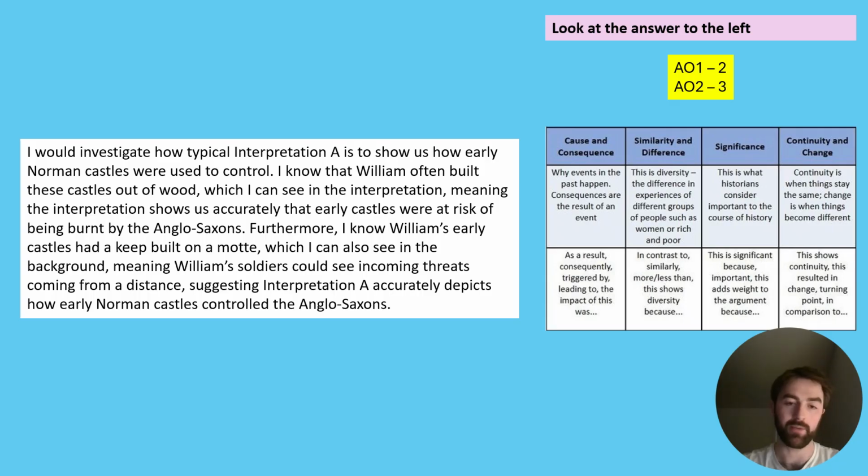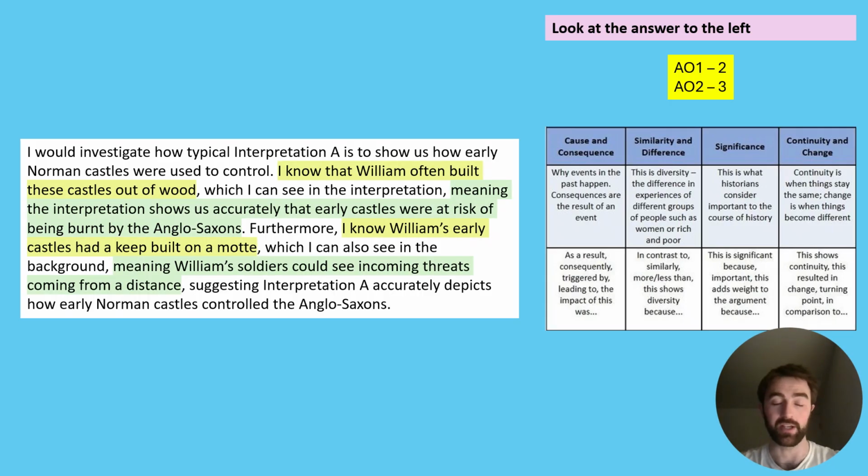I would investigate how typical interpretation A is to show us how early Norman castles were used to control. I know that William often built these castles out of wood, which I can see in the interpretation, meaning the interpretation shows us accurately that early castles were at risk of being burnt by the Anglo-Saxons. Furthermore, I know William's early castles had a keep built on a motte, which I can also see in the background, meaning William's soldiers could see incoming threats coming from a distance, suggesting interpretation A accurately depicts how early Norman castles controlled the Anglo-Saxons. So just have a think about where the author has used knowledge and where they have explained themselves.